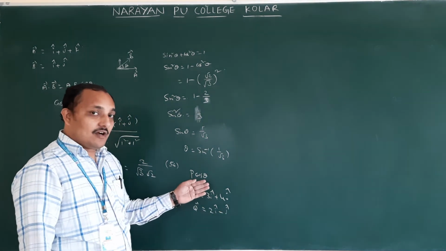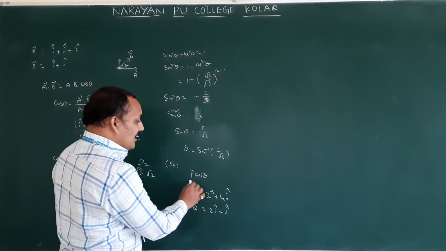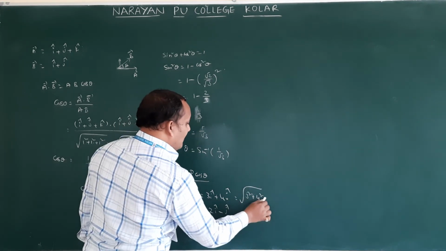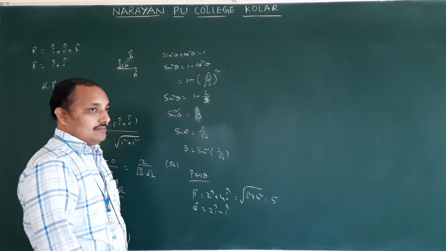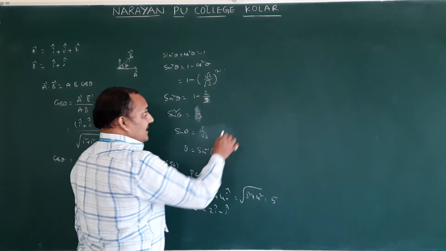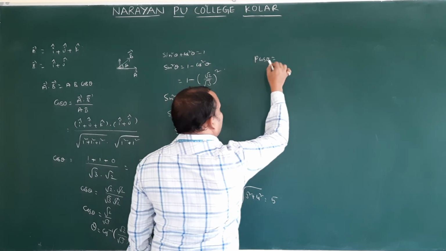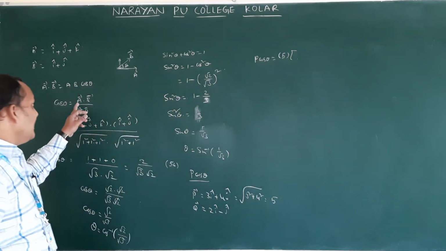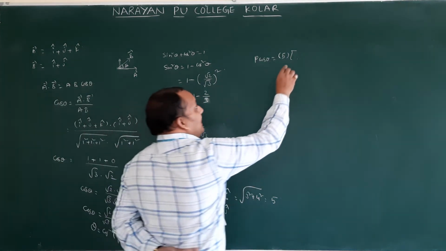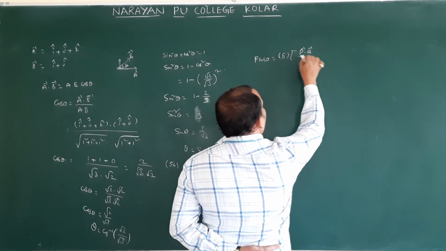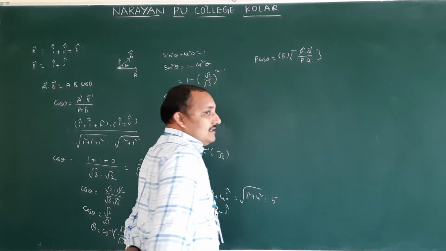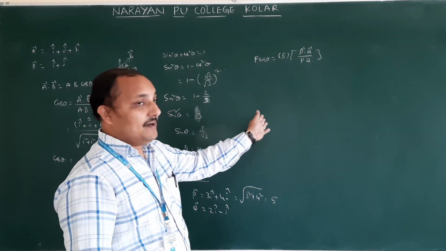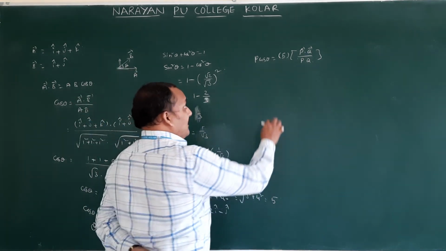They are asking the component of P bar along Q bar. Therefore, P cos theta. P means magnitude of this one. How much? Root 3 square plus 4 square means 5. So P cos theta is equal to the P value, 5, into cos theta value. Now only we did this: A bar dot B bar by AB. Here you will get P bar dot Q bar by P. This is a direct formula I am giving. Final step, if you want, means P bar dot Q cap. Whether you remember or not.